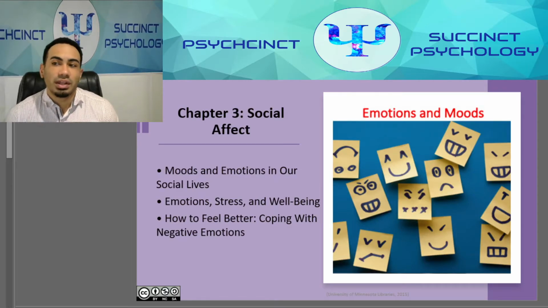Alright, so Chapter 3 is going to involve social affect. And some of the topics we're going to be covering in this chapter are going to be moods and emotions in our social lives, emotions, stress, and well-being, and then also how to feel better, so coping with negative emotions.